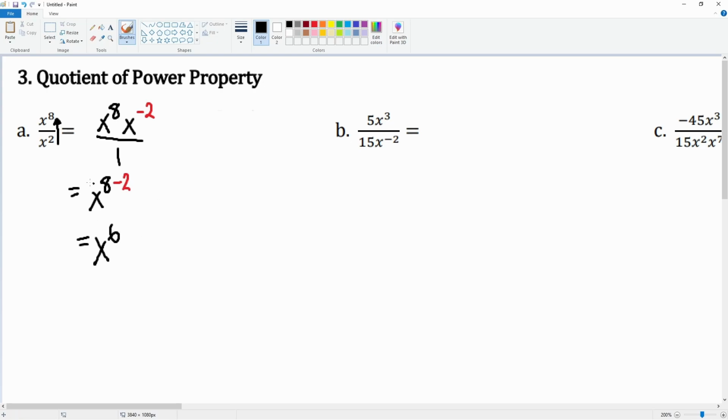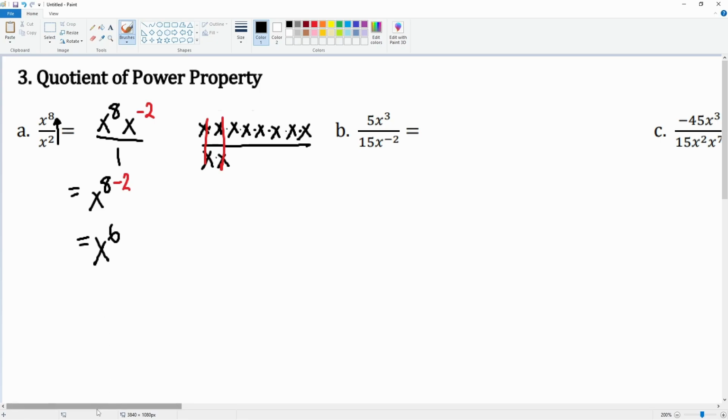That is why it is. The explanation on why that is because x to the 8 really means x times x times x times x, 4, 5, 6, 7, 8. That's x to the 8, and on the bottom, it's x times x. Notice this cancels out, leaving you with an x to the 6 on top. That is the explanation on why we're allowed to do that.